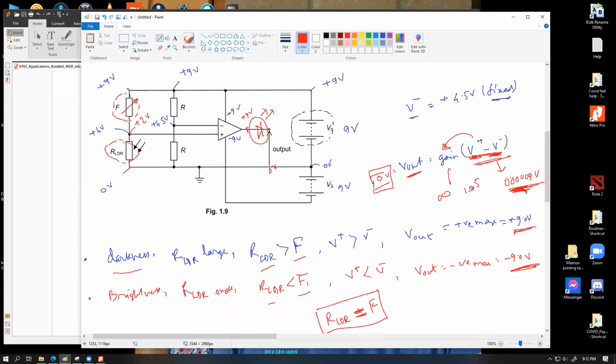for a 9 volt supply and also for a typical real op amp which has a gain value of about 10 to the power 5.